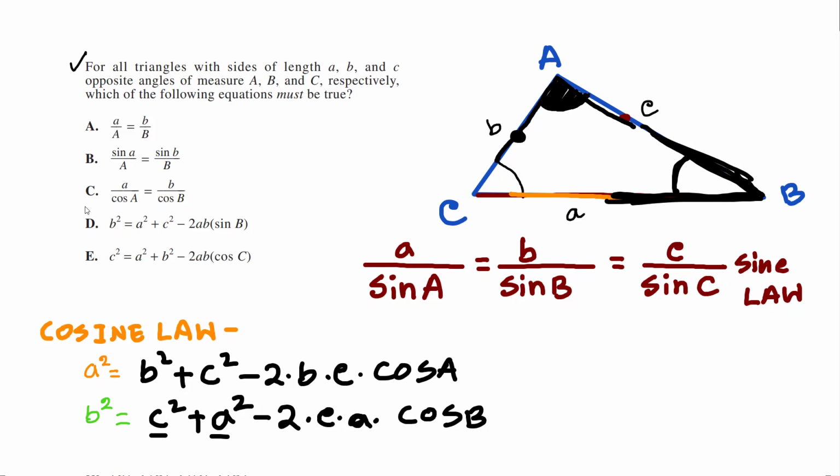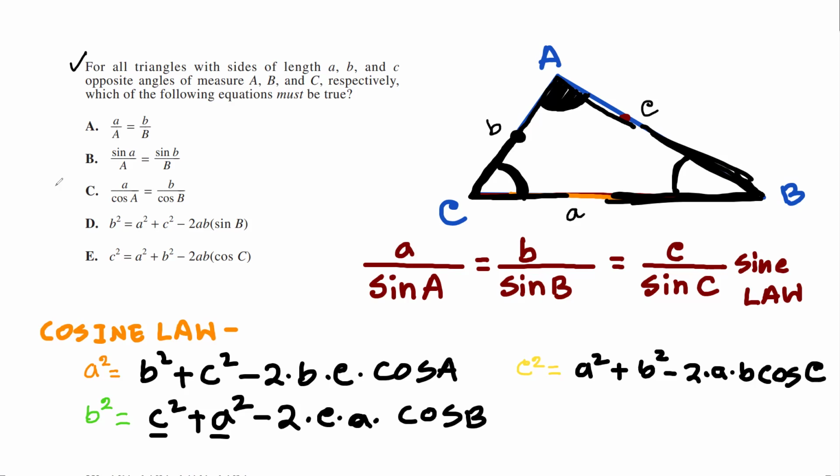If we want to write in terms of c, we will write c squared equals, what are the other two sides? a squared plus b squared minus 2 times a times b, and the angle which is included between side length a and side length b. The angle included between a and b is this C, right? So cosine of C.